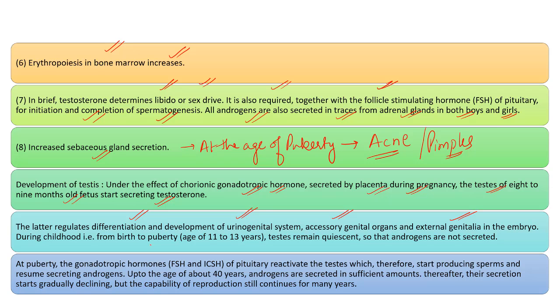During childhood, from birth to puberty, at the age of 11 to 13 years, testes remain quiescent with less functional activity, so that androgens are not secreted. At puberty, the gonadotropic hormones, follicle stimulating hormone and interstitial cell stimulating hormone of the pituitary, reactivate the testes, which therefore start producing sperms and resume secreting androgens. Up to the age of about 40 years, the androgens are secreted in sufficient amount. Thereafter their secretion starts gradually declining, but the capability of reproduction still continues for many years.